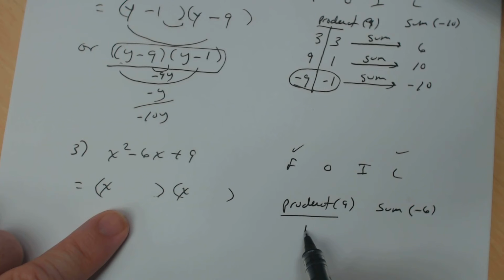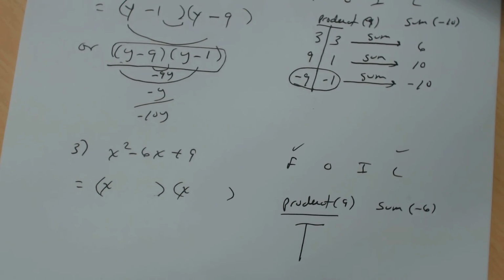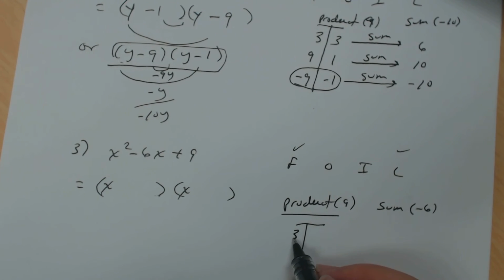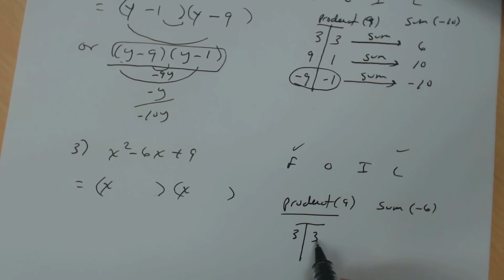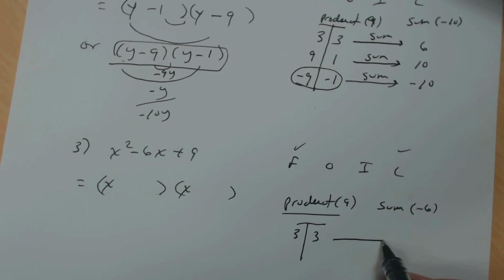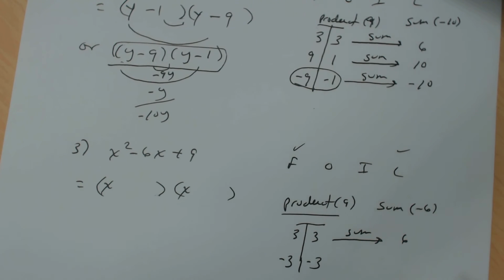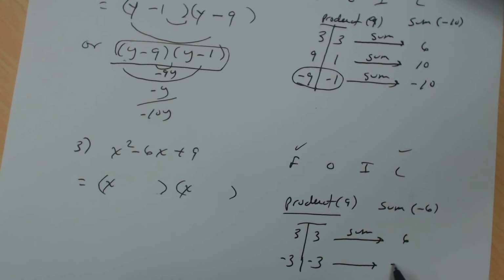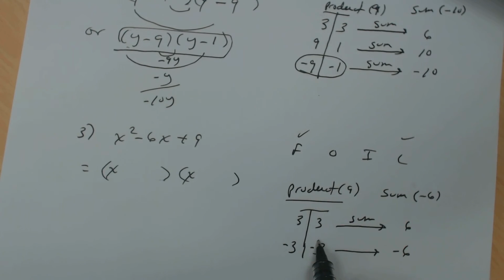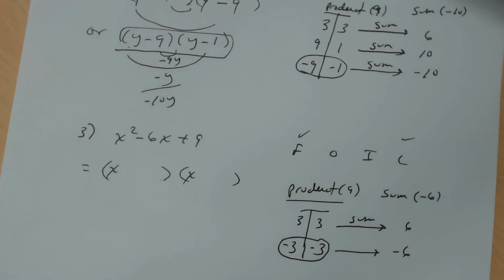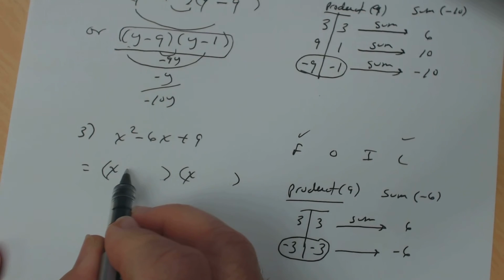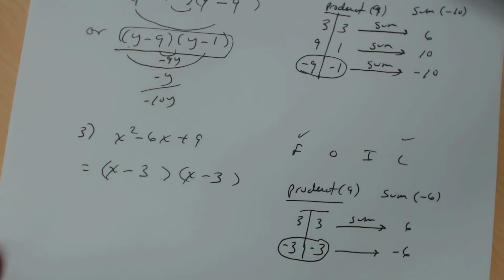So I want to find two numbers whose product is 9 and whose sum is -6. All right, so you could say, what about 3 and 3? Well, 3 times 3 is 9, but when I look at the sum, I get a +6. I wanted a -6. Since these are opposites, all I've got to do is change the signs. So I'm going to use -3 and -3, and the sum is -6. Now I'll put them in here: x minus 3, x minus 3.